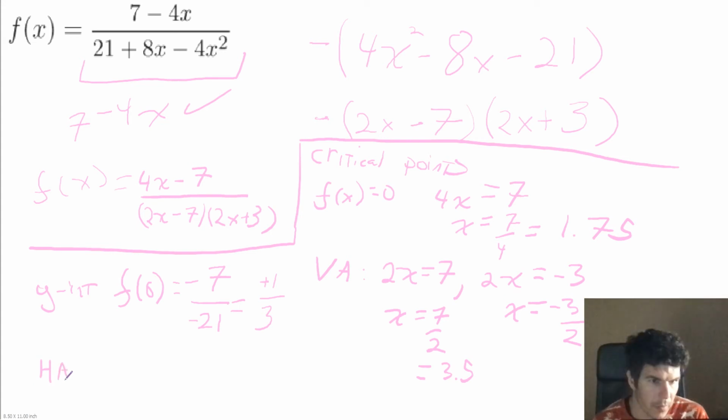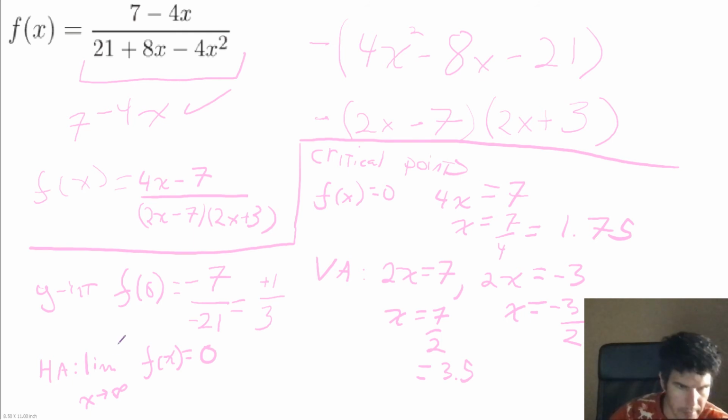This will be obviously when we take x towards infinity, we get 4 infinity over 4 infinity squared, so f at x equals 0. Anything with a quadratic on the bottom will have a horizontal asymptote of 0. And then, for our last thing, our sign diagram.